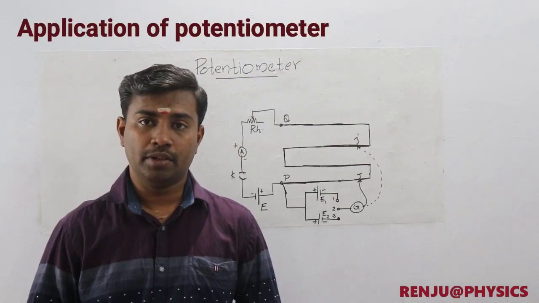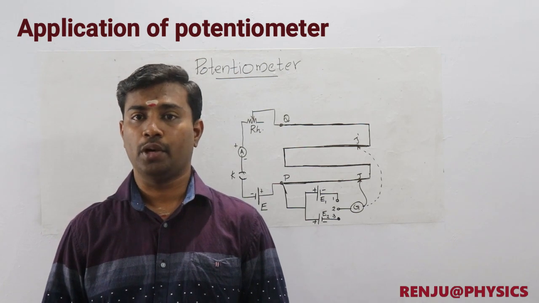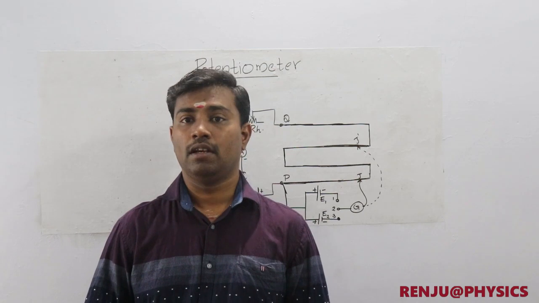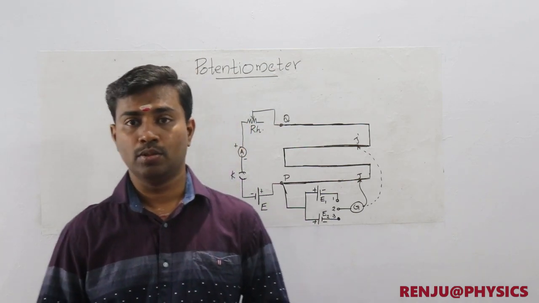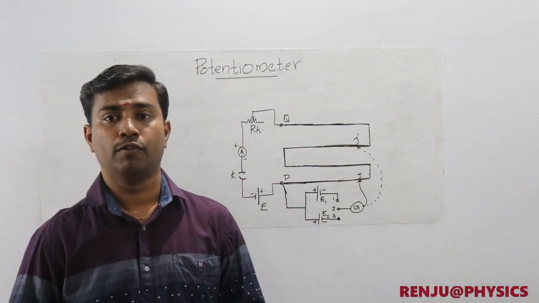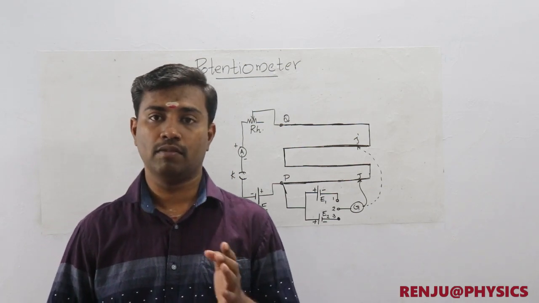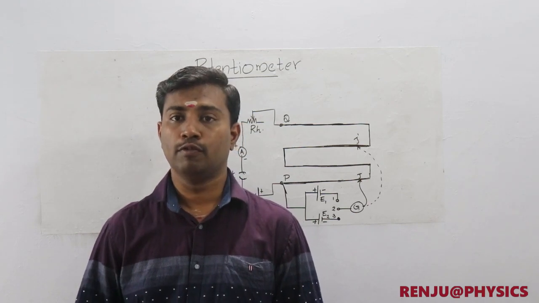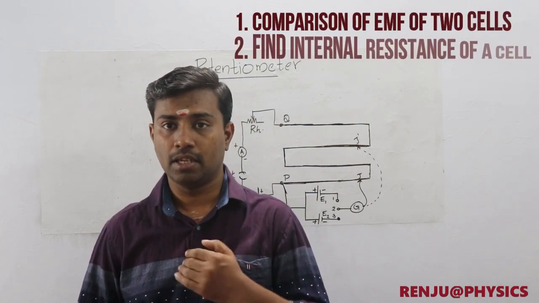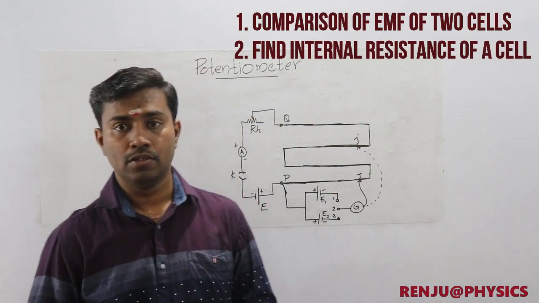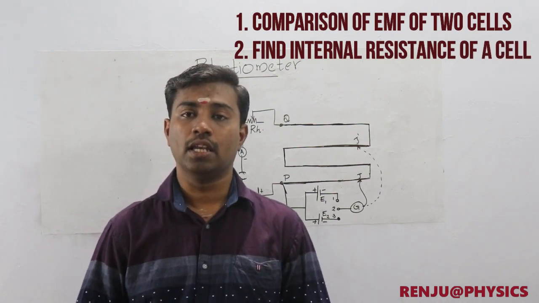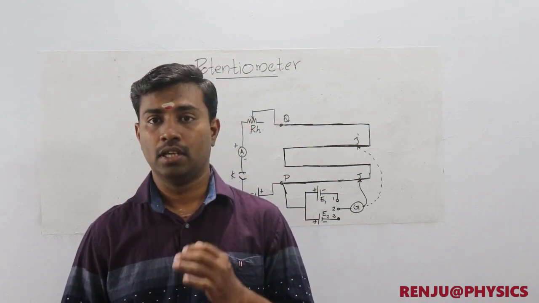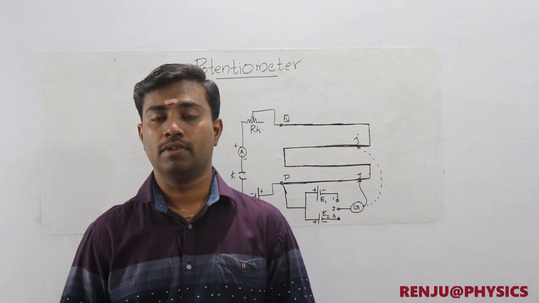Now we are going to discuss the applications of the potentiometer. There are mainly two applications. One is to compare the EMF of two primary cells. The second application is measuring the internal resistance of a cell.